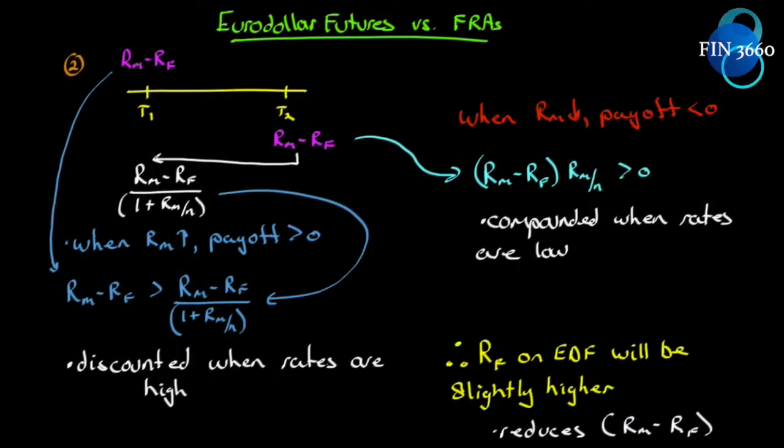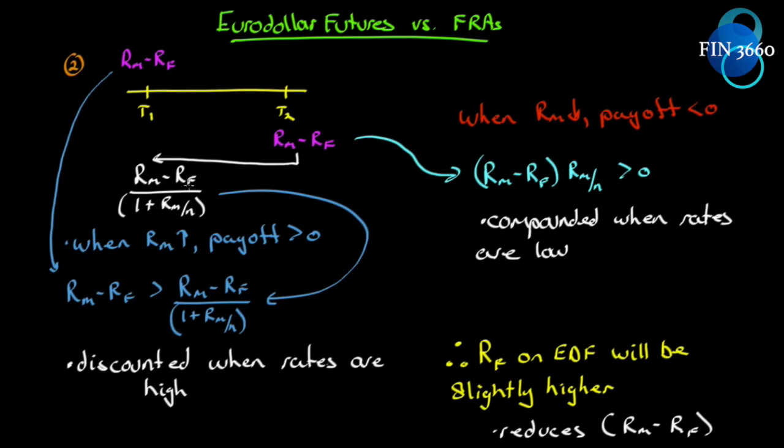So let's look at the second difference, which was just a difference in the timing of settlement. On a Eurodollar futures contract, it completely settles at T1. On a forward rate agreement, it settles at T2. And you'll recall in Chapter 4 when we pointed out that it settled at T2, we said we can always bring it back to T1 by discounting it by the market rate of interest over this period of time, which is, here it is, 1 plus RM over N. So all we're doing is we're taking the payoff at T2 and saying, well, what does it equal at T1? That's all. We're discounting it back to T1.